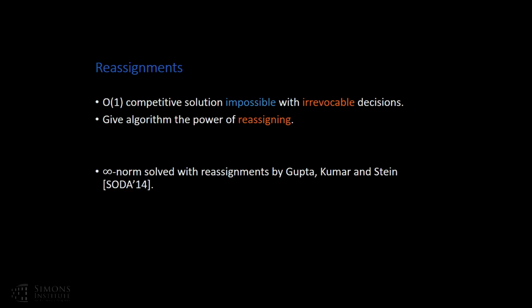And it's easy to show that getting an order of 1 competitive solution is impossible with irrevocable decisions. You have an omega log n lower bound for many of the models, and in some models you can do a little bit better, but generally speaking, it's impossible. So one way around this is to give the algorithm more power, by allowing the algorithm to reassign some of the matches. But on the other hand, we don't want too many reassignments to take place.